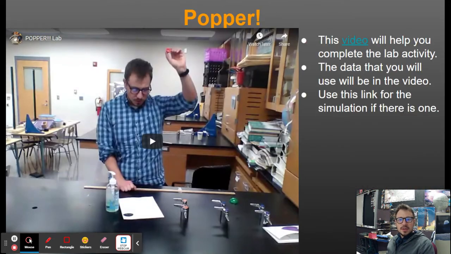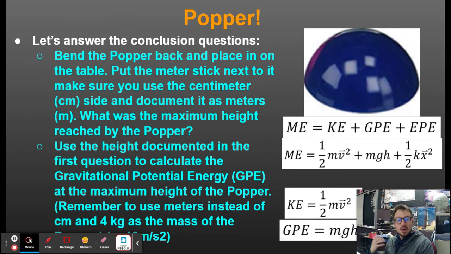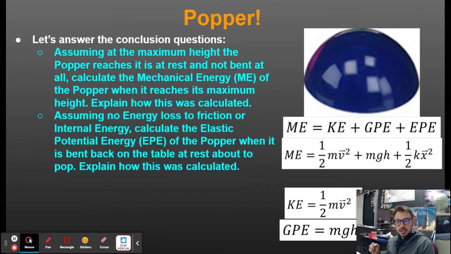So we explored this in the Popper lab. The Popper lab is just bending back a little toy, setting it on the table, and it pops up. Now, we were able to calculate the gravitational potential energy by finding the height that the popper went to. We needed to know the mass as well and the strength of the gravitational field on Earth. So when we did that, assuming the maximum height the popper reaches is at rest, not bent back, calculate the mechanical energy at its maximum height. Well, at the very peak, the mechanical energy is all gravitational potential energy. That's where all of that mechanical energy is.